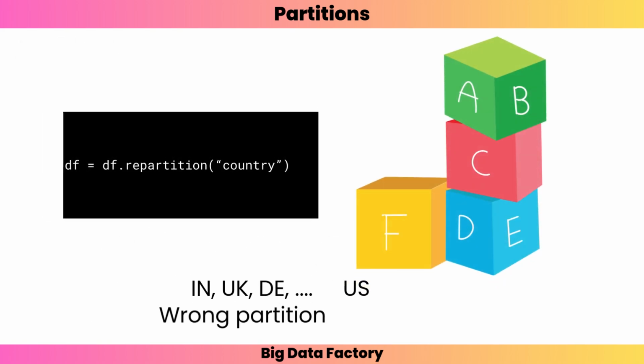Even if the number of partitions is okay, choosing the wrong key can cause problems. If you repartition or write data like this, df.repartition of country, and in your data 70% of the rows have country equal to US, then one partition will be much larger than the rest. That's data skew, and it shows up as 1 or 2 tasks taking forever while everything else finishes quickly. This is why partitioning strategy is not just a performance tweak, it's directly tied to skew, shuffle, and how stable your jobs are in production.